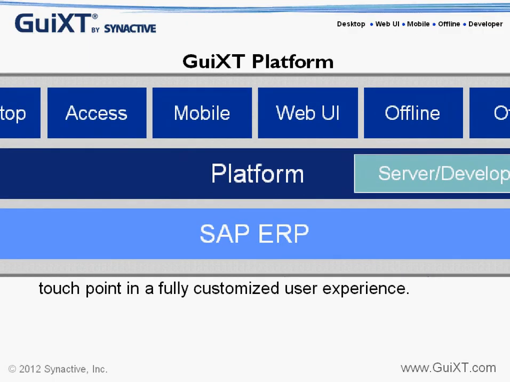The WS platform. So what is WS platform? The GuiXT WS is the evolution of Synactive's existing technology into a fully realized platform. This powerhouse platform is a multi-threaded 64-bit configuration engine that enables the extension of SAP to the web, desktop, and to your smartphone.